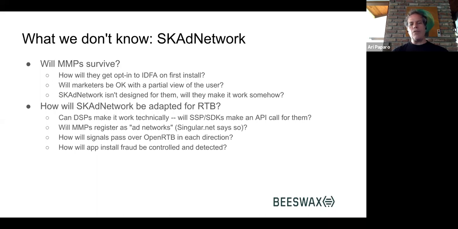Secondly, how is SKAdNetwork going to be adapted for RTB? So in the RTB example, there's a DSP, let's say Beeswax. Beeswax has a customer, and let's say there's no MMP to make it simple. The customer goes to Beeswax, wants to advertise on AppLovin on an RTB basis. I'm not picking on AppLovin, they're just the first one that came to mind.